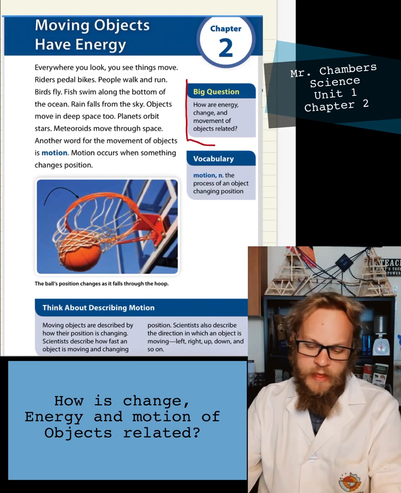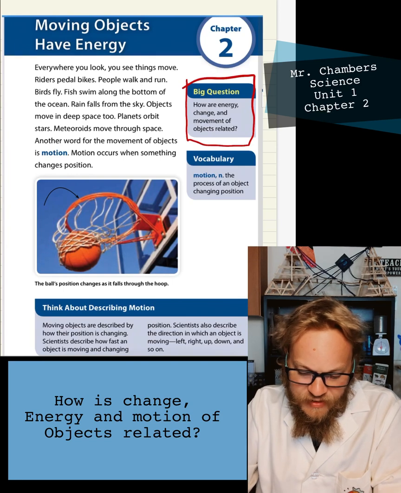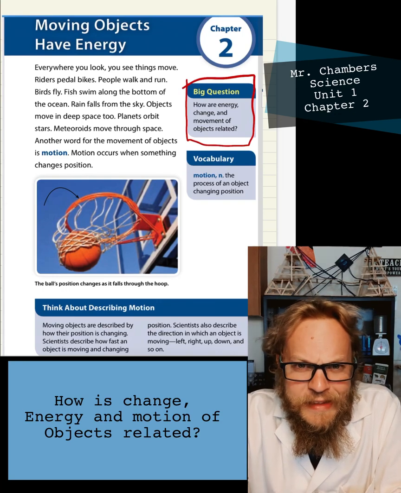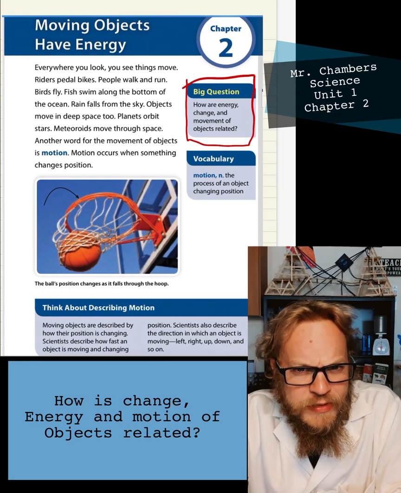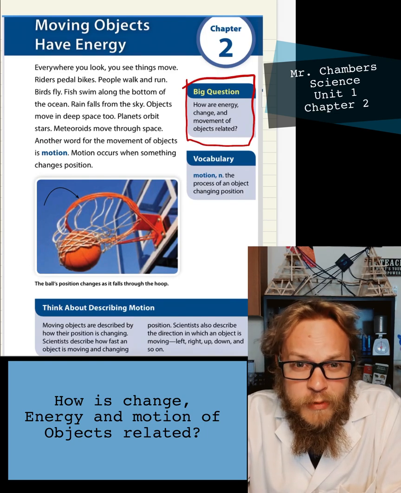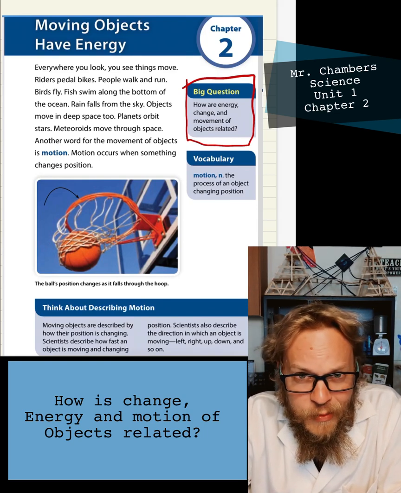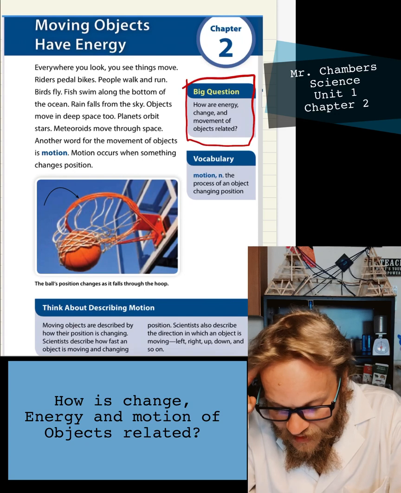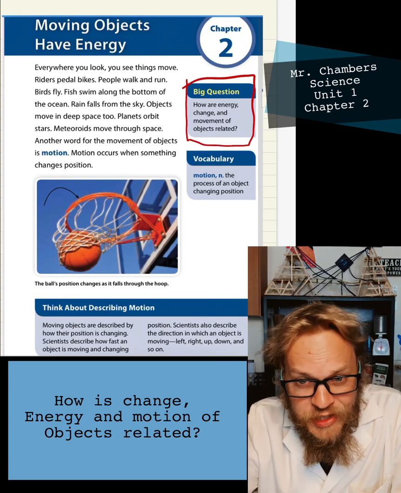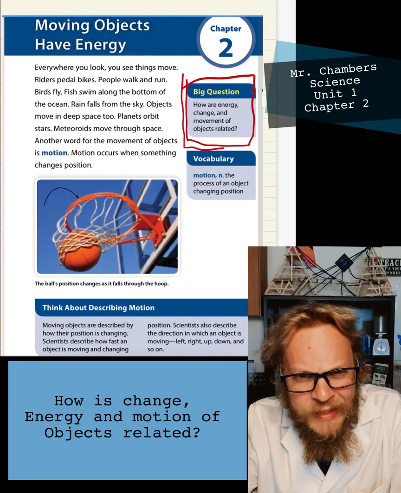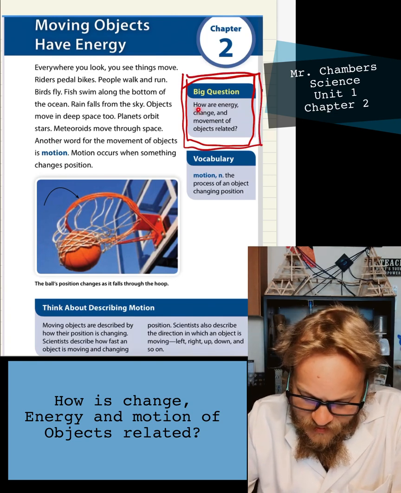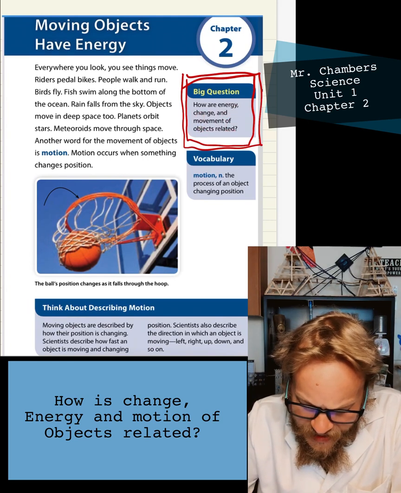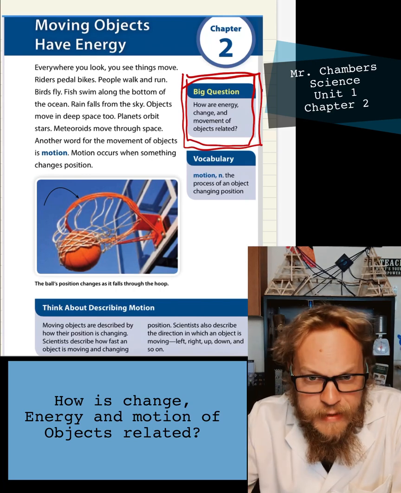So, first thing we need to do is think about this big question. When we're thinking about this big question, this is, again, 2 to 3 sentences you want to write about. So all throughout today's lesson, you want to think about this big question. Our big question for Chapter 2: How is energy, change, and movement of objects related? Let's read that one more time, okay? How is energy, change, and movements of objects related?